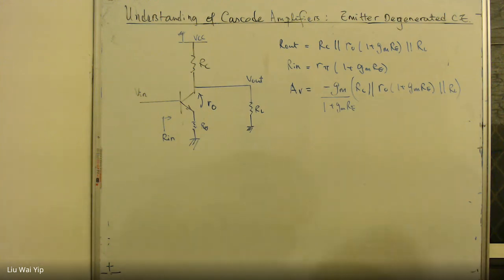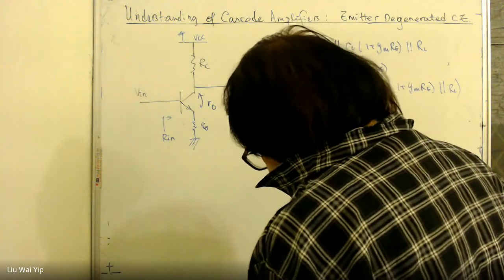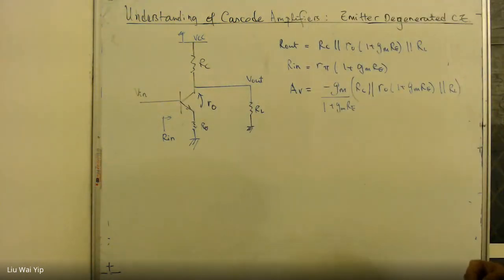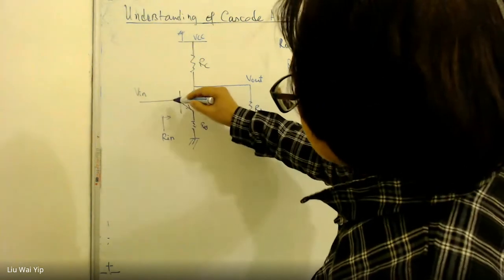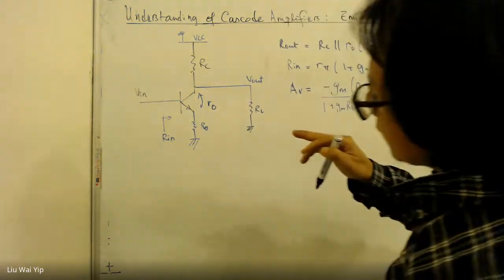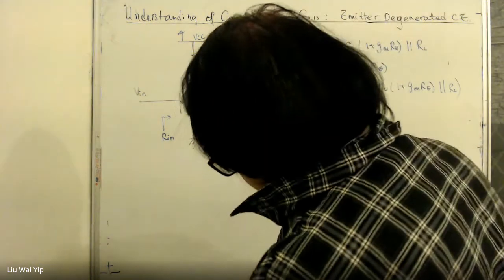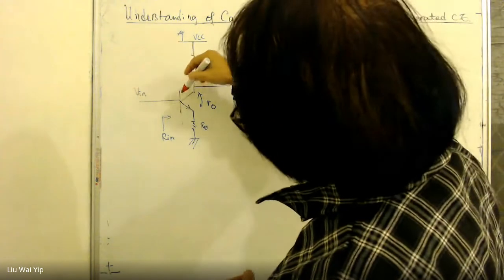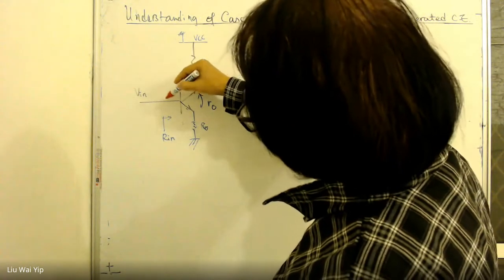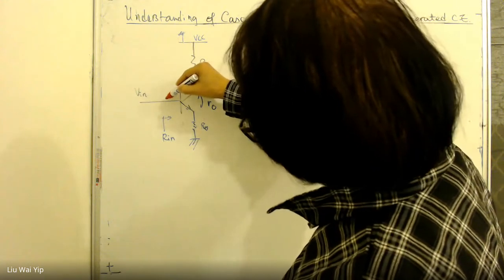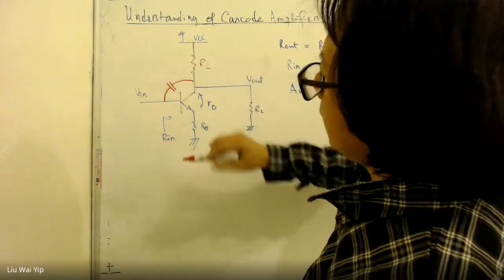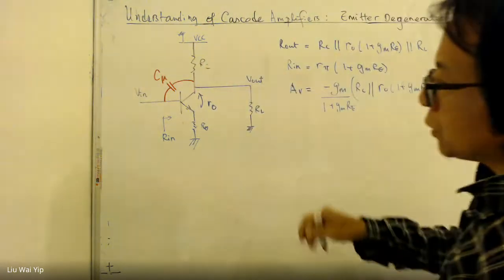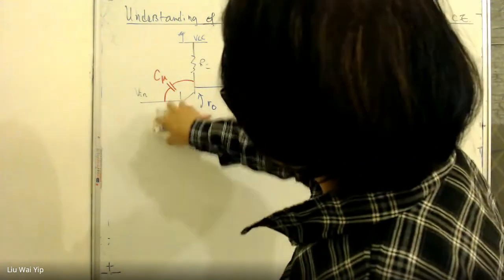And another point is, if you are going to look at the high frequency response, we need to look at the input resistance and output resistance. And I can tell you, in a transistor, there will be some parasitic capacitance attached, and the most dominant one is C mu. The second most dominant one is C pi.